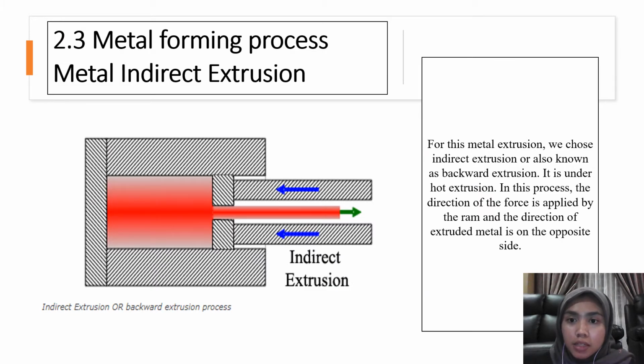For metal extrusion, we chose indirect extrusion, also known as backward extrusion. It is a hot extrusion, and in this process, the force is applied by the ram, and the direction of the extruded metal is on the opposite side. Actually, it is quite similar. The process cycle for metal extrusion is the same as the non-metal extrusion as explained by Philip.